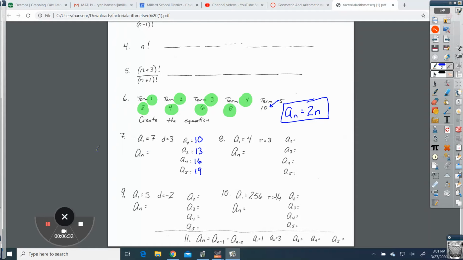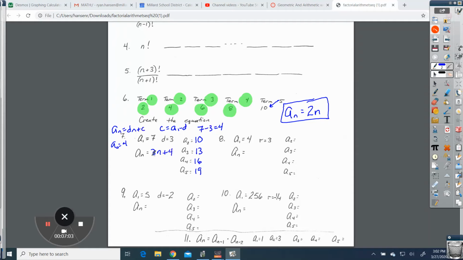Now, in the notes that you should have seen earlier, if you watched the videos, is An equals Dn plus C, and C equals A1 minus D. So that's the first term minus the difference. So the first term is 7 minus 3 is 4. Really, it's kind of like what's the 0th term? What's the term before the first term? Okay. So my general equation is the difference, which is 3, and n, and then whatever this C is, or the term before the first term, which is 4.